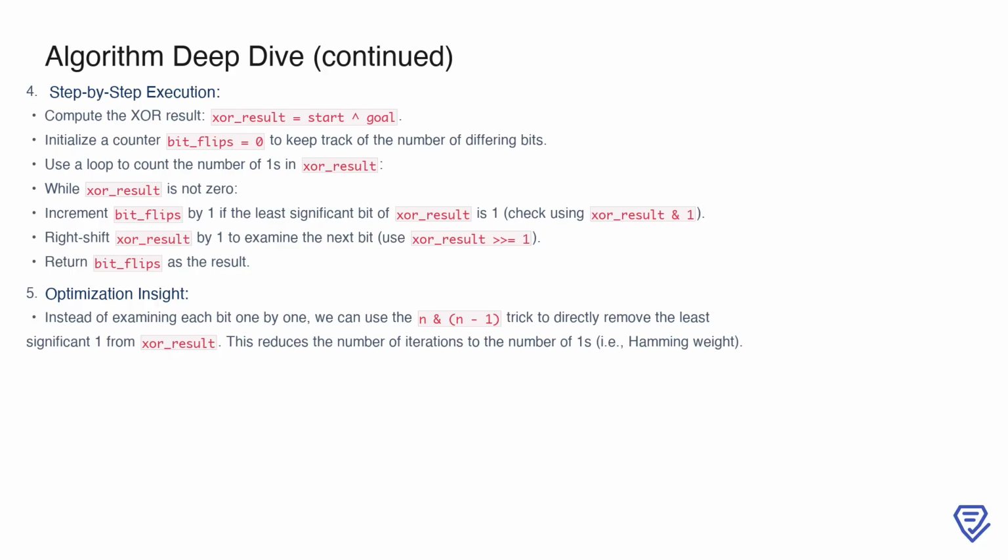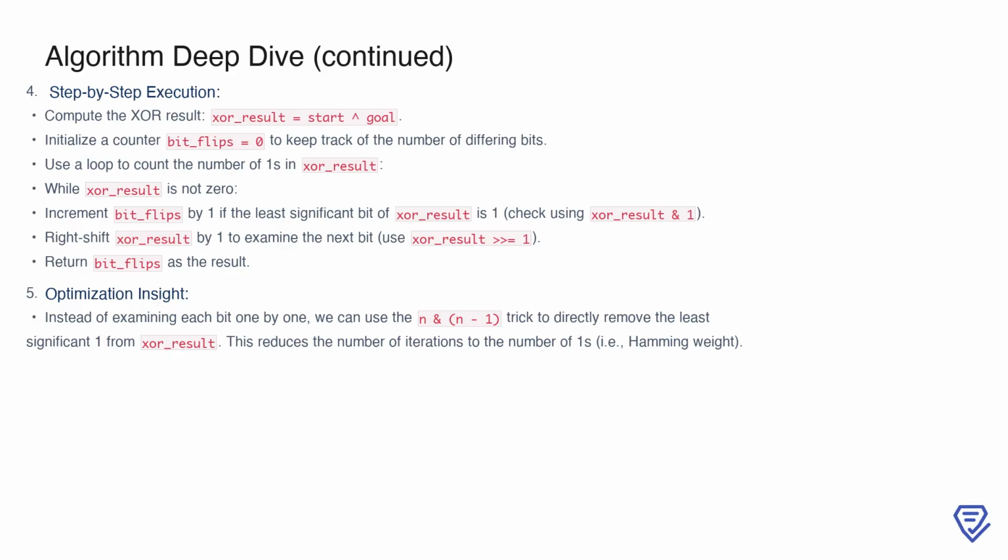To count the ones in the XOR result, we use a loop. While the XOR result is not 0, check if the least significant bit is 1 using the expression XOR_result & 1. If it is, increment the bit_flips counter. Then, right-shift the XOR result by 1 using XOR_result >>= 1 to examine the next bit. Repeat this process until all bits are processed. At the end, return the value of bit_flips.